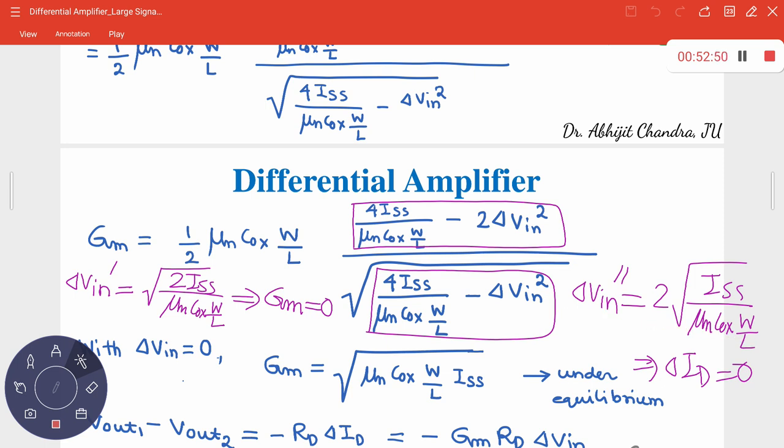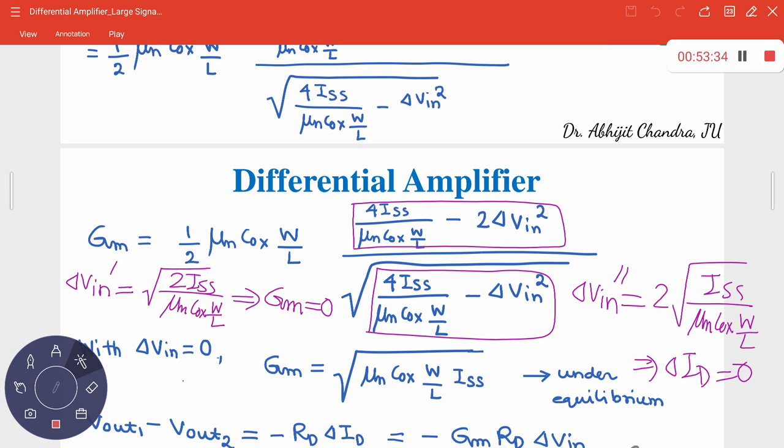Now, which one is larger, delta V in dashed or delta V in double dashed? Delta V in double dashed is larger, right? So when the input difference is equal to square root of twice ISS by mu n C ox W over L, that signifies that GM is equal to 0. GM 0 means that even if you change the V in input, there is no change in the output. If you change the delta V in, there is no change in delta I. What is the significance?